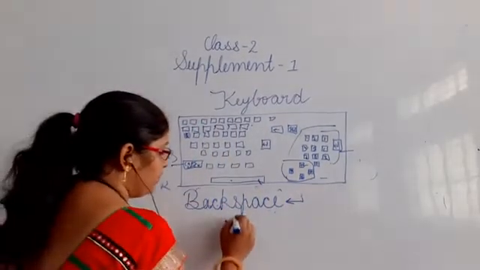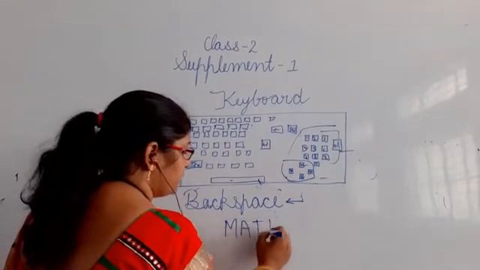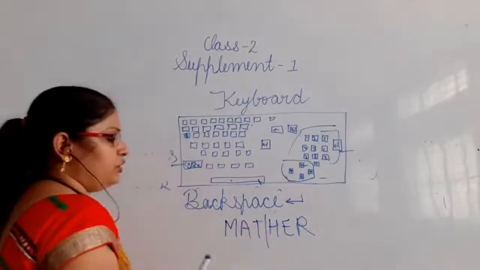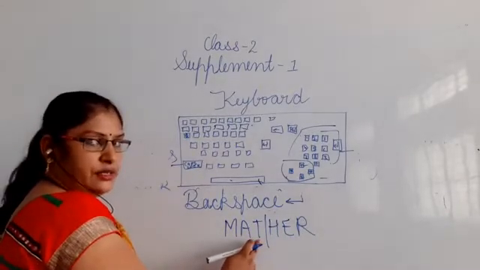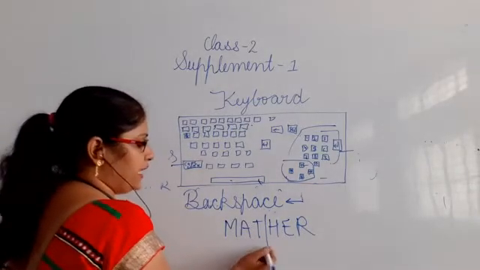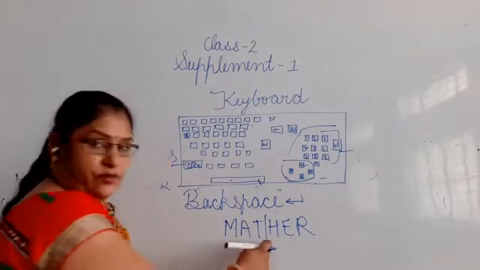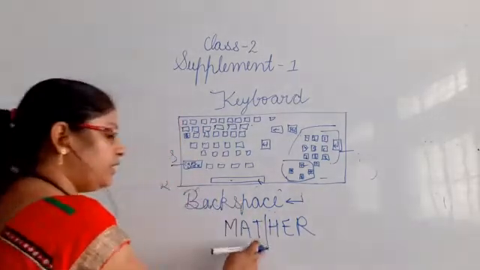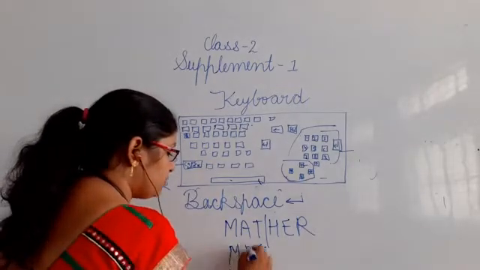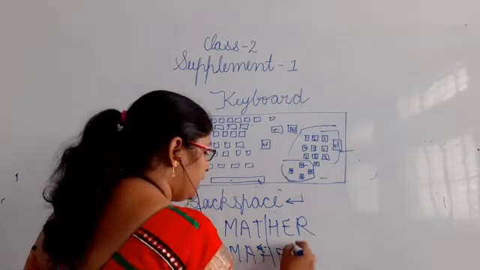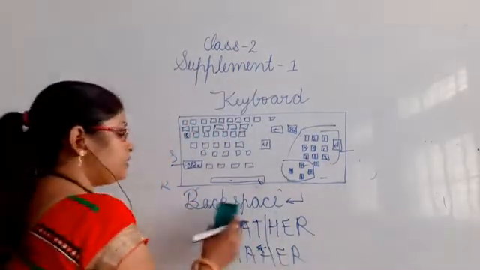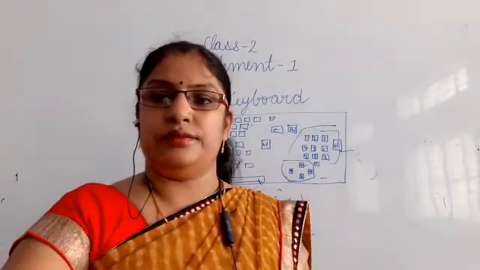Suppose I am typing this and my cursor is here. Now I want to erase the letter T. So I will bring the cursor here and then I will press the backspace key. Then what will happen? T will be erased.